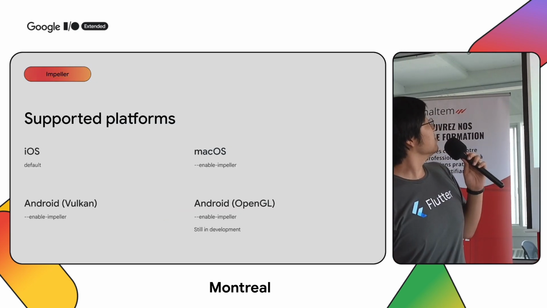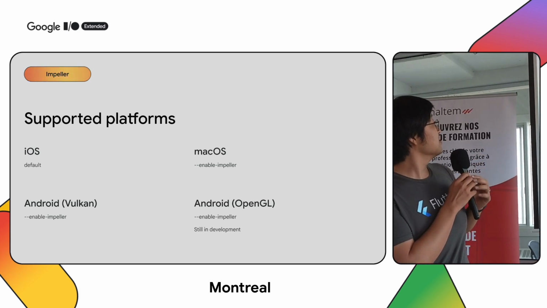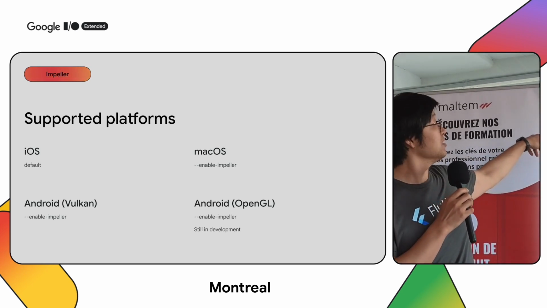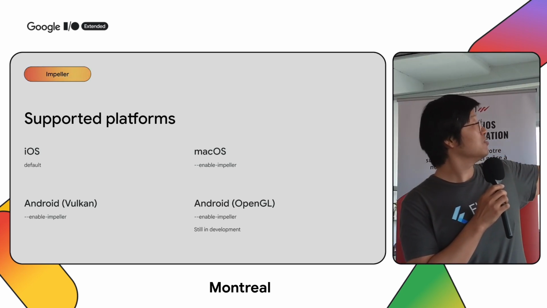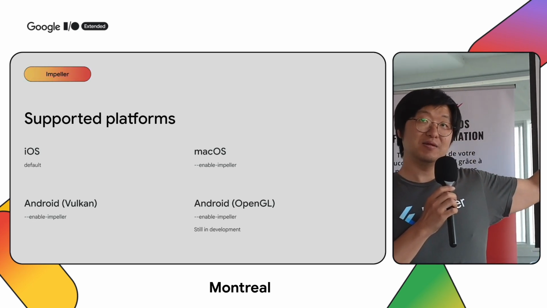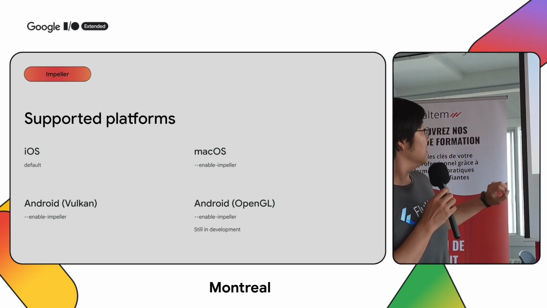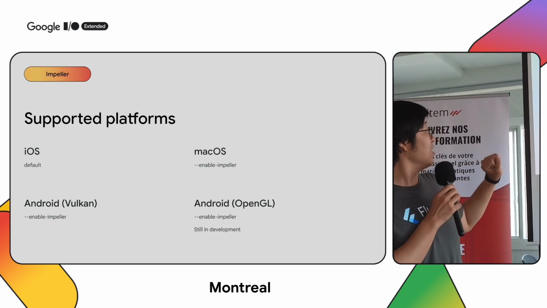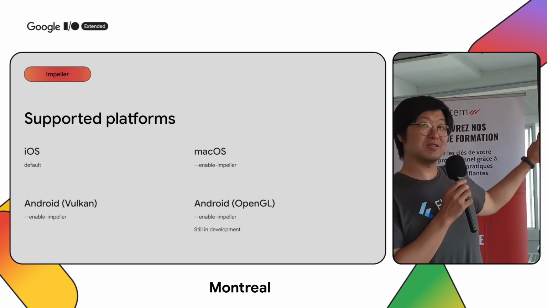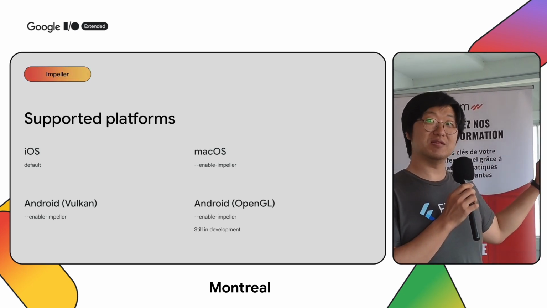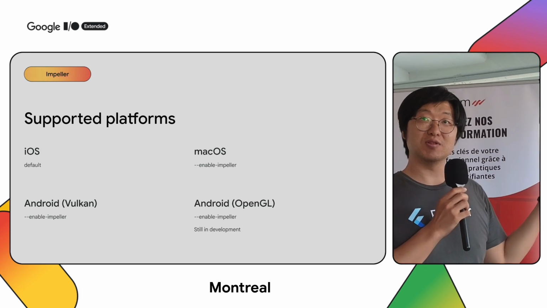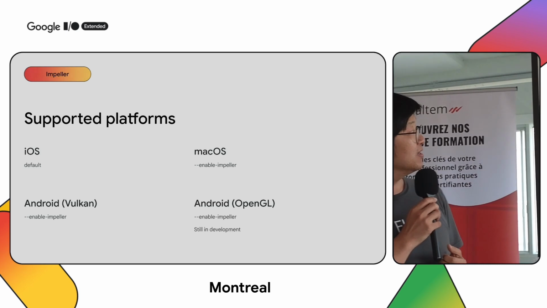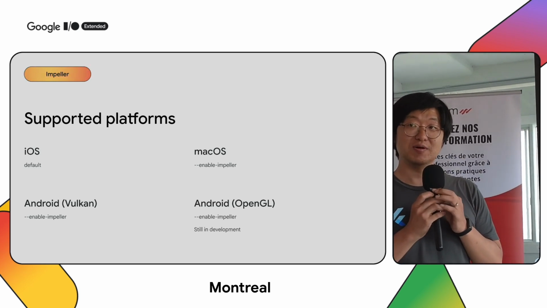So here is the status of the platforms. iOS is default: if you compile any Flutter app, by default it's running on Impeller. For macOS, you need to set a flag to compile it. And on Android, with the flag, you can make an Impeller app, but it only works for Vulkan-enabled devices. Modern devices all have Vulkan, so most of them actually work. But for older devices, you're still using OpenGL only. That's still in development, so it's coming.